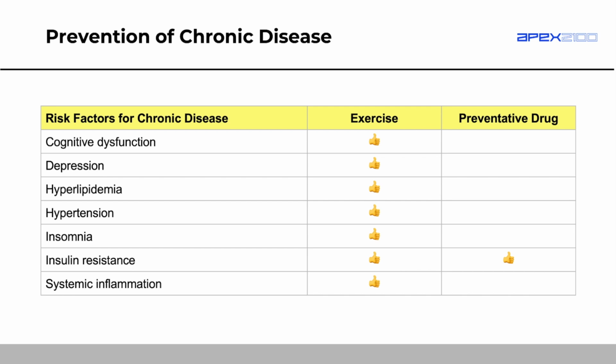Can we take a drug to prevent these risk factors? There's only a drug for insulin resistance, and that drug is called metformin. But exercise can help with all of these different risk factors. So exercise is so important. Have you ever heard that term, exercise is medicine? That's where it comes into play here.